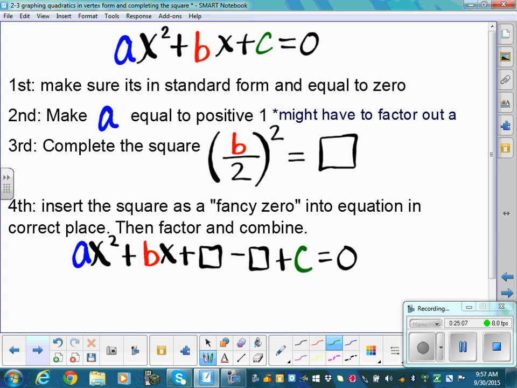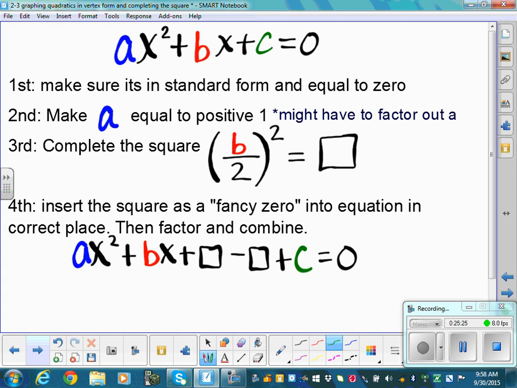So guys, as you take a picture, listen. It's in standard form, ax squared plus bx plus c. The first thing you have to do is make sure it's in standard form and set equal to 0. Put it in standard form, make sure that it's equal to 0.